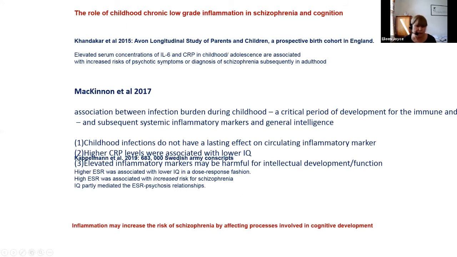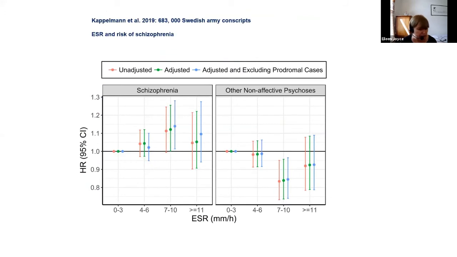So we're building up an idea that inflammation in early life may not only increase the risk of schizophrenia, but it may do so by affecting neurodevelopmental processes, giving rise to impaired cognitive function. So it's possible then that inflammation at an early stage is causing some neurodevelopmental abnormality affecting cognitive function and increasing the risk of psychosis. This is the study showing that in schizophrenia, the higher the ESR, the greater the risk of developing schizophrenia.